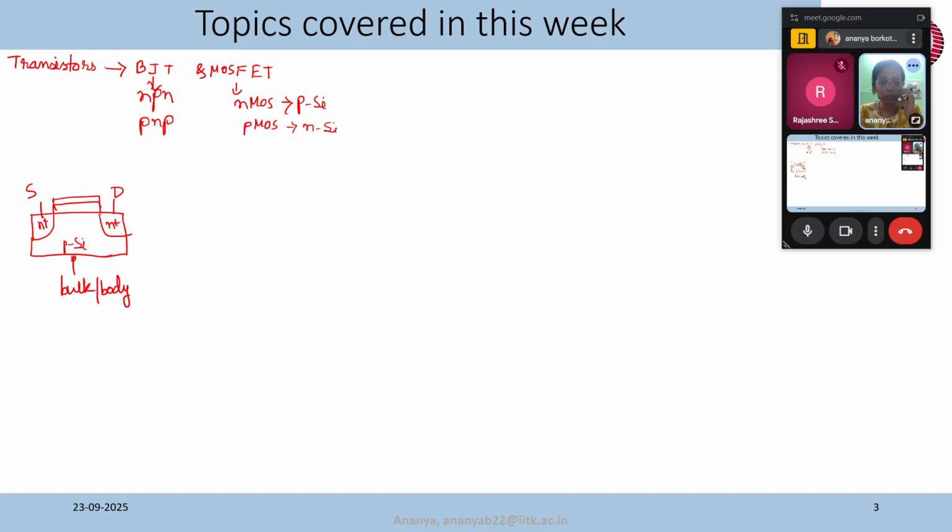Depending on which terminal we are applying our voltage, based on that we define whether it is a drain terminal or a source terminal. This is our oxide layer. This oxide layer was silicon dioxide. Now as we discussed in earlier sessions, we are moving towards high K dielectric so that there is no tunneling between the channel and the metal layer.